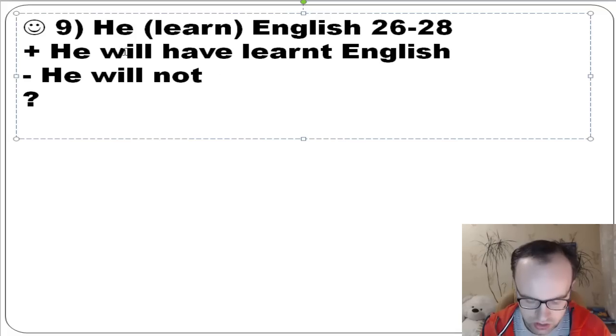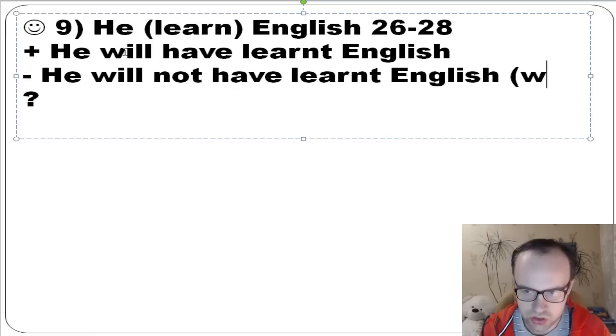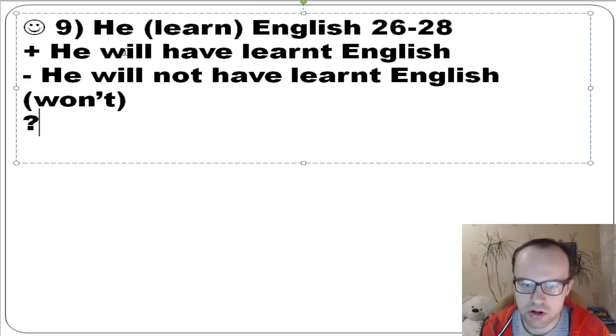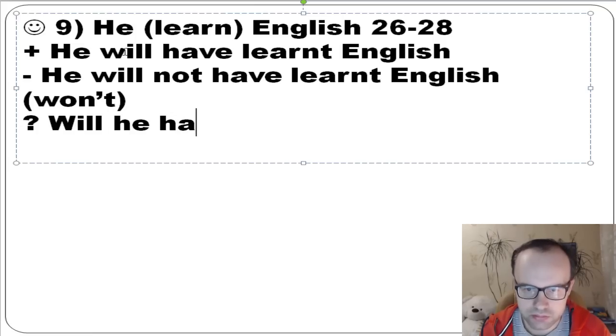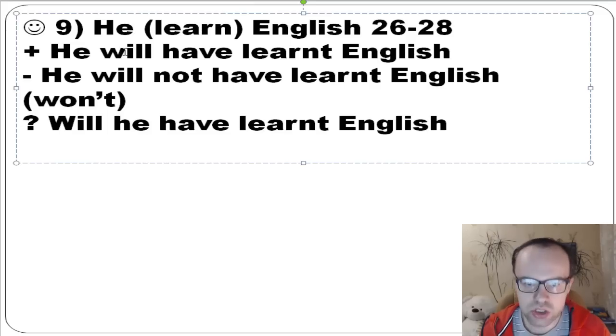Next, a negative form. He will not have learned English, or you can use won't. He won't have learned English. And if you want to ask a question, you put will in the beginning. So will he have learned English? You need to remember that it doesn't matter whether it is he, she, it, we, they. Use have all the time here, not has. Only have. Will he have learned English?